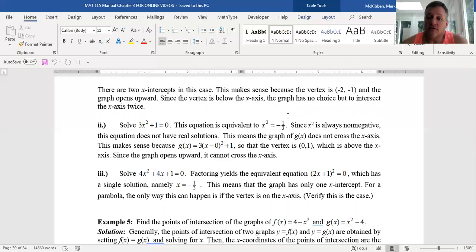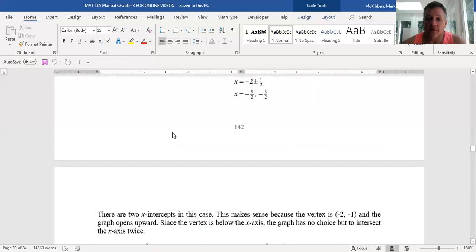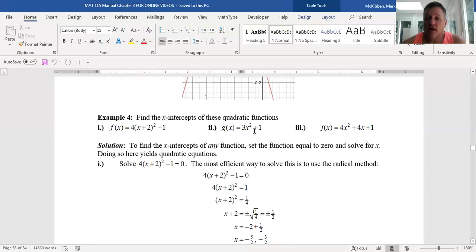And so what that tells you is that the graph of 3x squared plus 1, so this function, will not cross the x-axis, right? Anytime you get an imaginary solution when you try to find intercepts of a quadratic function, that means that they don't have any. And you can kind of see that just by thinking about what the graph looks like.